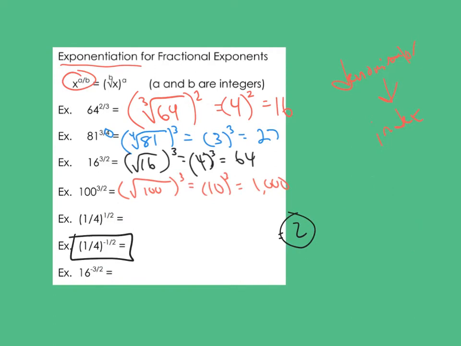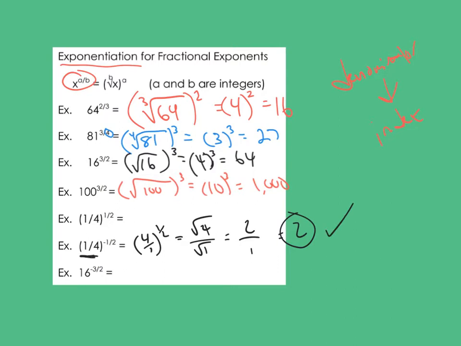Well, now that I understand it to be that way, if I see 1/4 raised to the negative 1/2 to begin with, I can say, oh, well then that's 4 over 1 raised to the positive 1/2, which is the square root of 4 over the square root of 1, which is just 2 over 1, which is just 2. Done. If I see a fraction raised to a negative exponent, I'm just going to flip the fraction over.